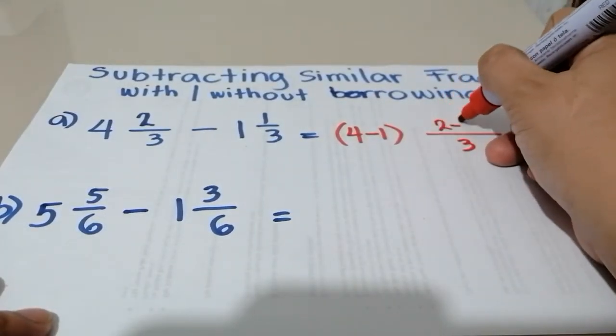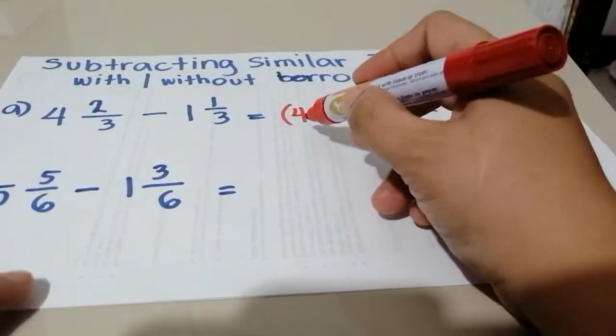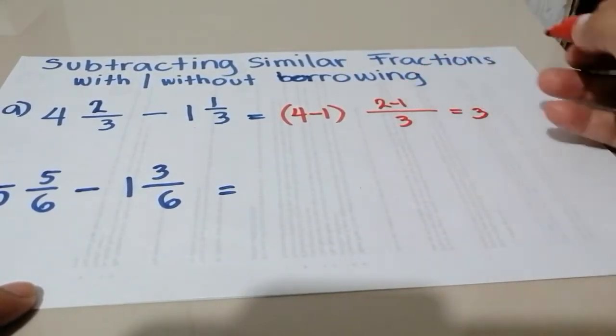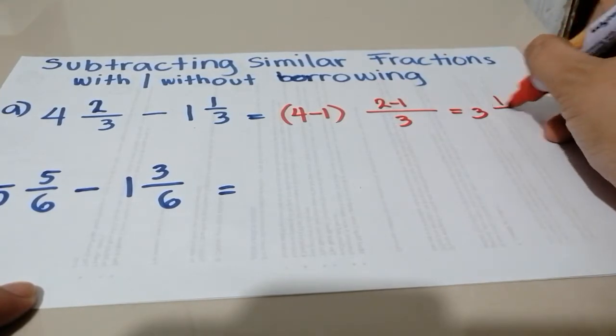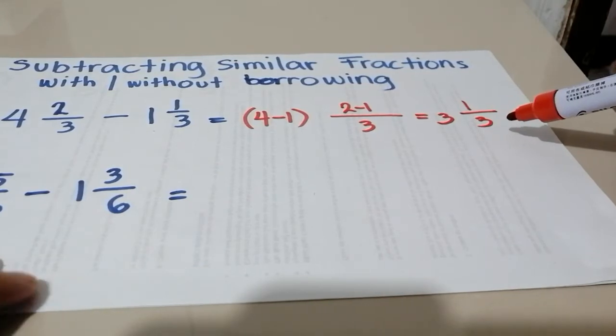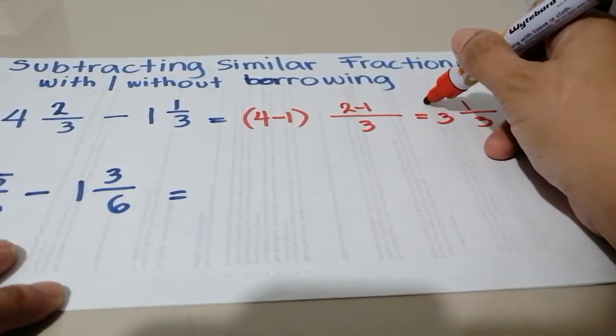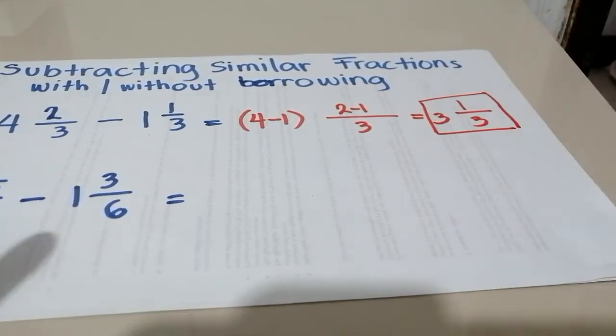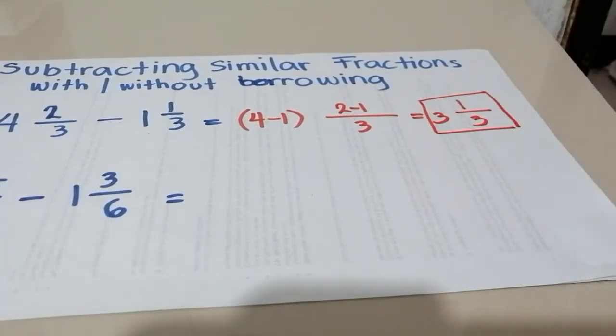So 4 minus 1 is 3, and 2 minus 1 is 1 over 3. So 1/3 here is in simplest form. We don't need to simplify the fraction kasi ang fraction ay already in its simplest form.